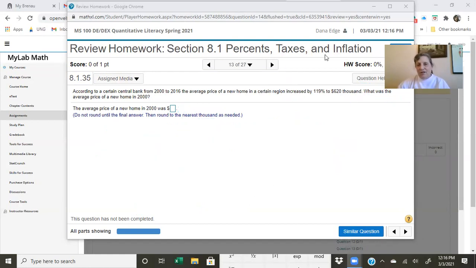In another version of the same kind of problem, this one says the average price of a new home increased by 119% to $620,000. So because this was an increase, we've got the price plus 119% of the price is the new price, which we can go ahead and put in as 620,000.